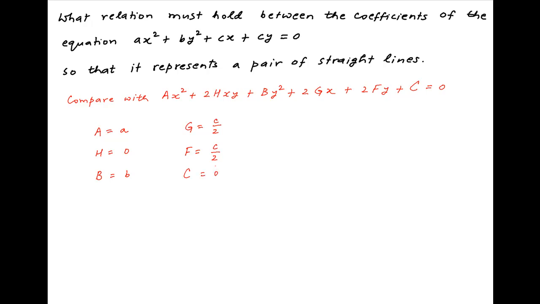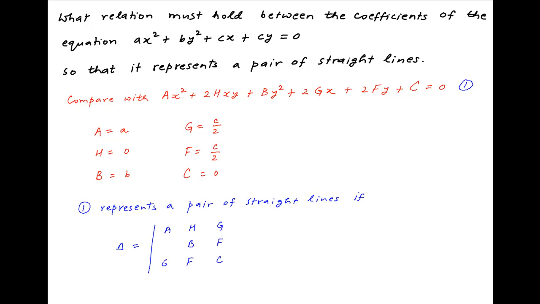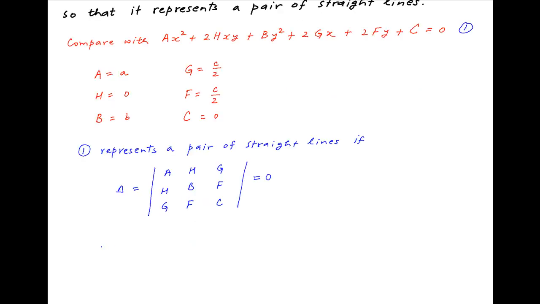is equal to 0. Now we know that the general equation of the conic, let's denote it by 1, represents a pair of straight lines if the determinant with rows capital A, H, G, H, B, F and G, F, C respectively is equal to 0.